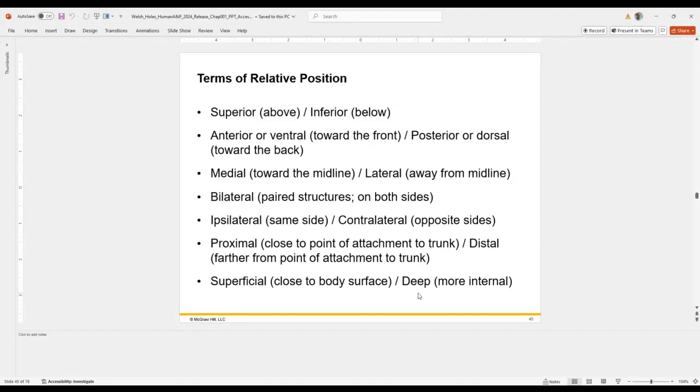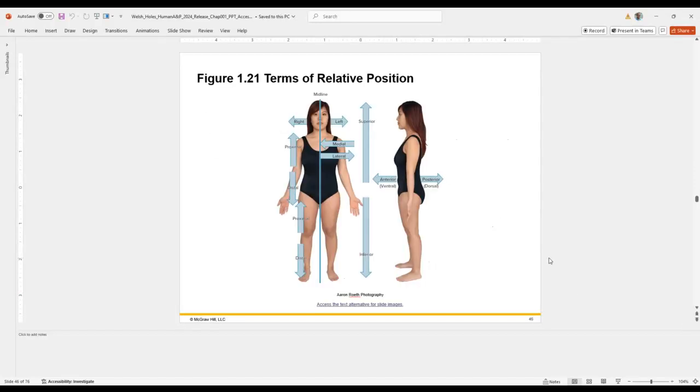Superficial means close to the body surface. Deep means more internal. Okay, and this is a good figure to look at to help remember those terms.